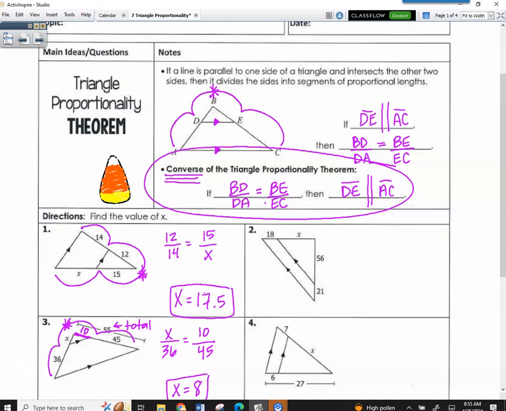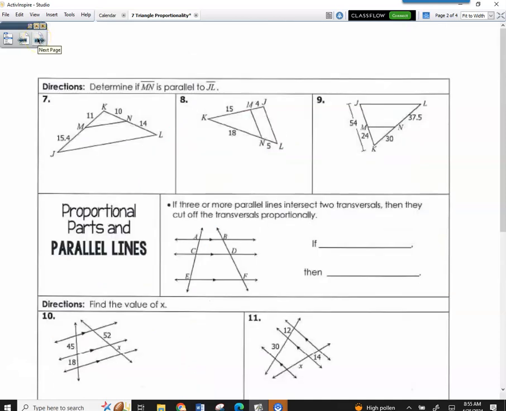Now I'm going to show you 2 ways to do this. One is just like yesterday. So go to the top of the candy corn. Remember, there's no parallel markings because we don't know if it's parallel. So find the top, go down one side. You got 11 over 15.4. Go back to the top, go down the other side. You got 10 over 14.